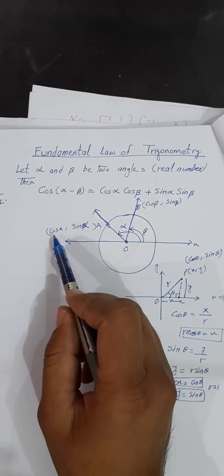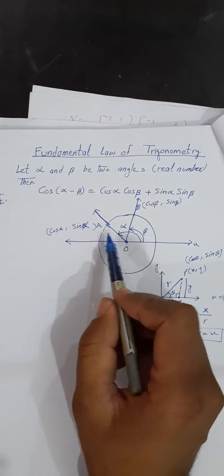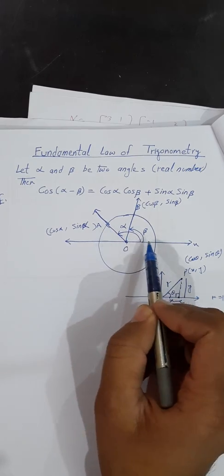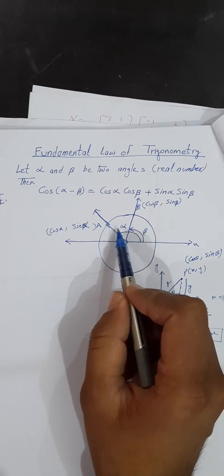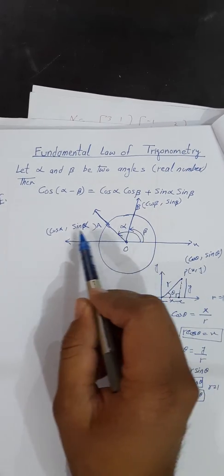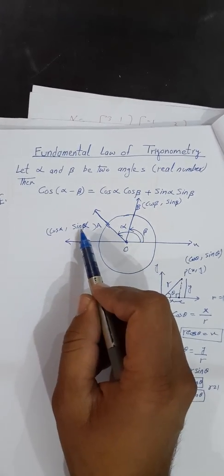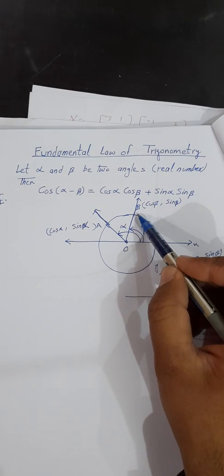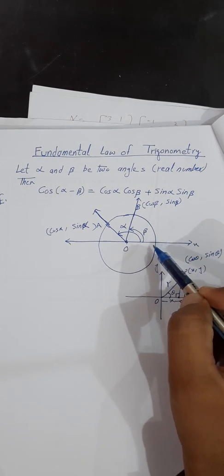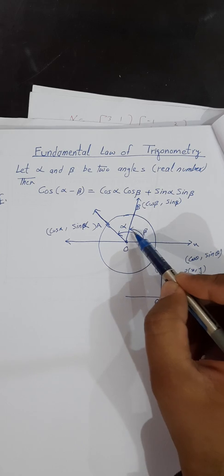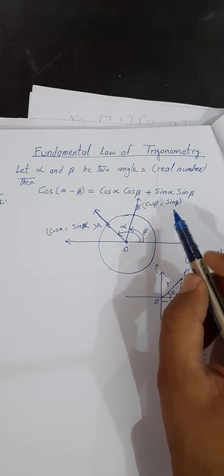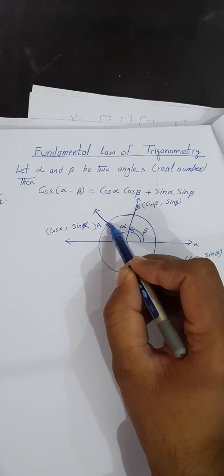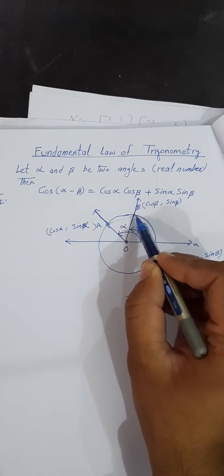The x coordinate is cos of the angle subtended with the positive x-axis. The ray OA makes an angle alpha with the positive x-axis. Therefore, this is cos alpha, sin alpha, and ray OB makes an angle beta with the positive x-axis. Therefore, coordinates of B are cos beta and sin beta. By joining AB, this.